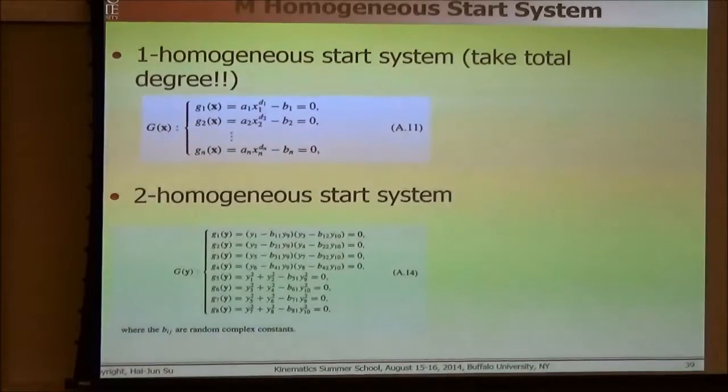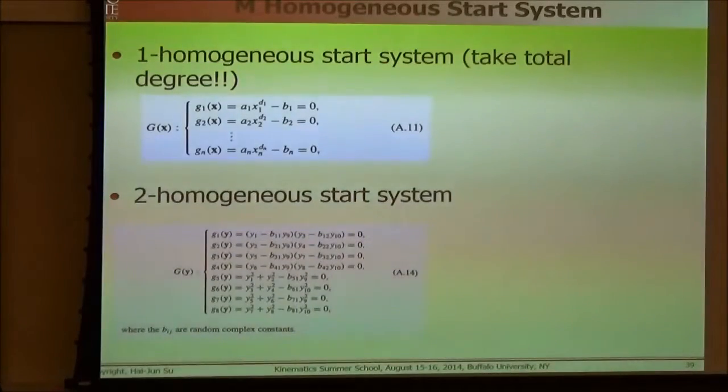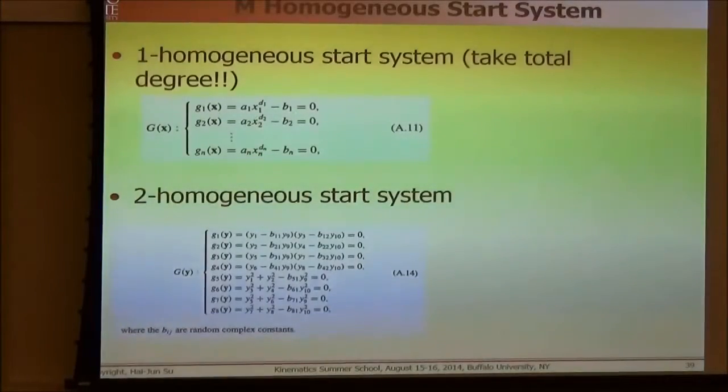Here are some examples of the start system. The first one is the one homogeneous start system, where you take the total degree. The first polynomial has a degree of d1, so you're just using this, and this is probably the simplest way. The first loop has d1 loops, and the second one has d2 loops. So the number of loops will be the product of d1 to di.